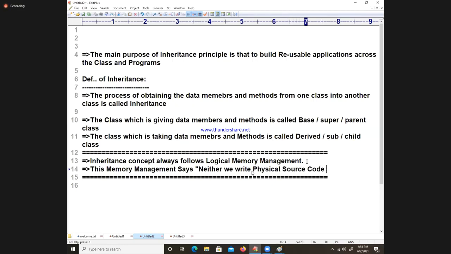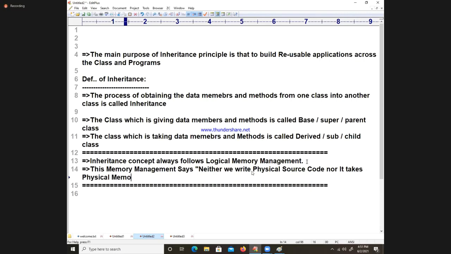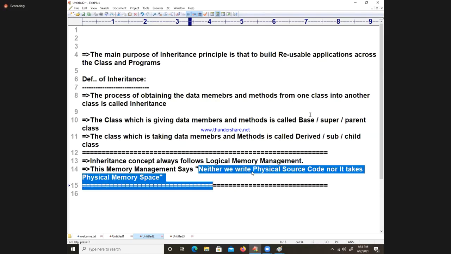And nor does it take physical memory space. So neither do we take physical memory space, nor does it take physical memory space. First of all, do you understand this English? No? First of all, please confirm.